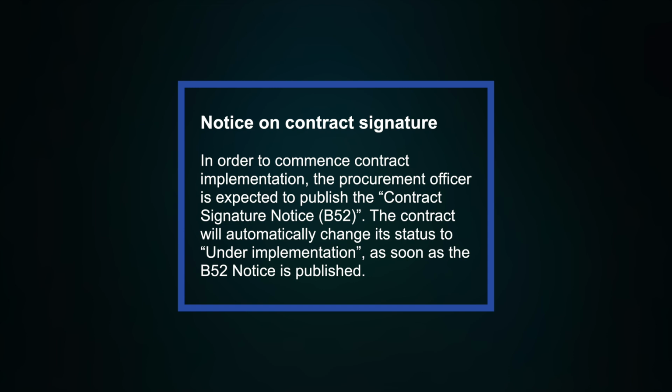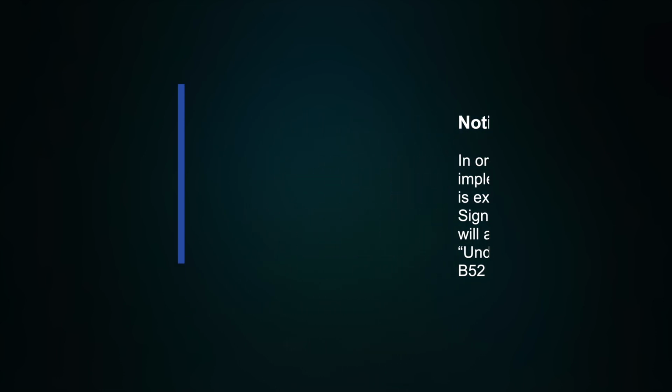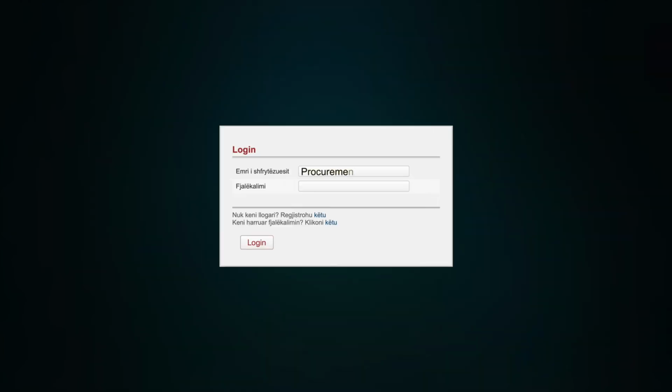In order to commence contract implementation, the procurement officer is expected to publish the Contract Signature Notice B52. The contract will automatically change its status to under implementation as soon as the B52 notice is published.